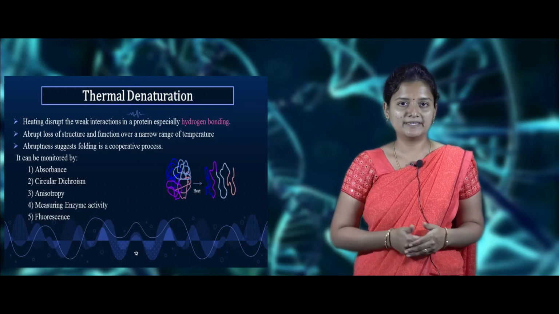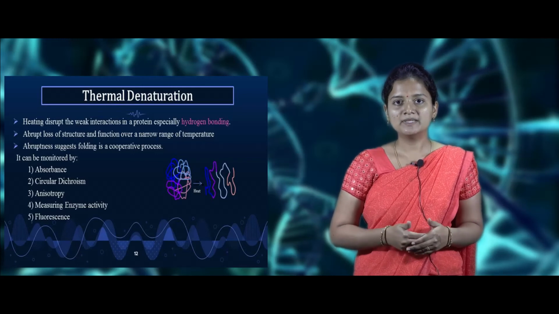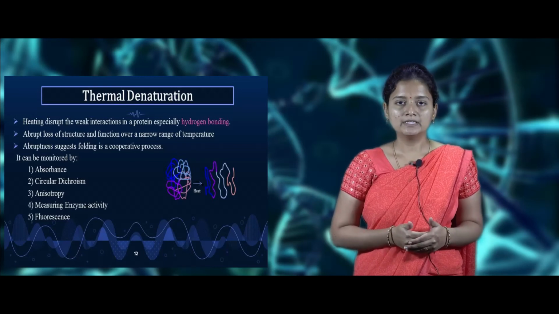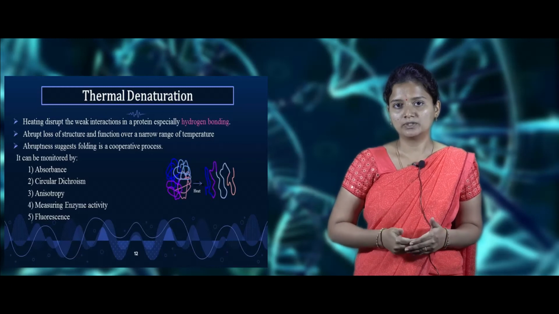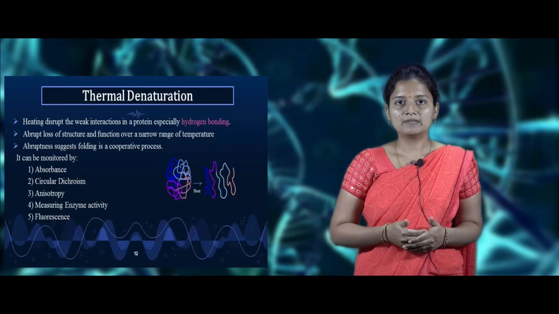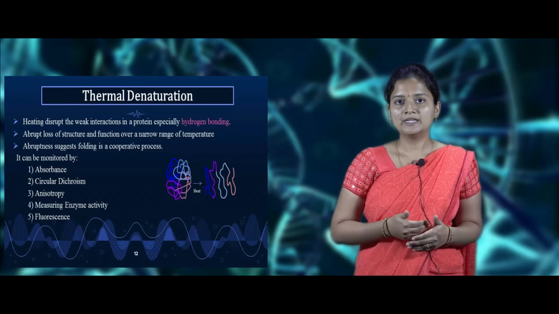First one is thermal denaturation. As the name indicates, thermal denaturation uses a heat source to denature the protein. When we use a heat source, it causes the intramolecular hydrogen bonding to break. So in thermal denaturation, the hydrogen bonds break so that the protein denatures by itself. How can we monitor this method? We can monitor the protein denaturation.